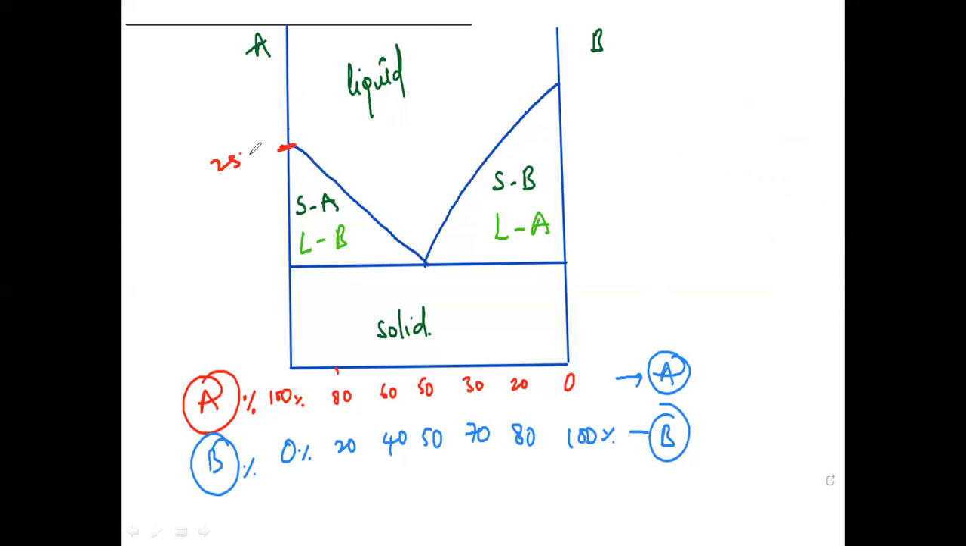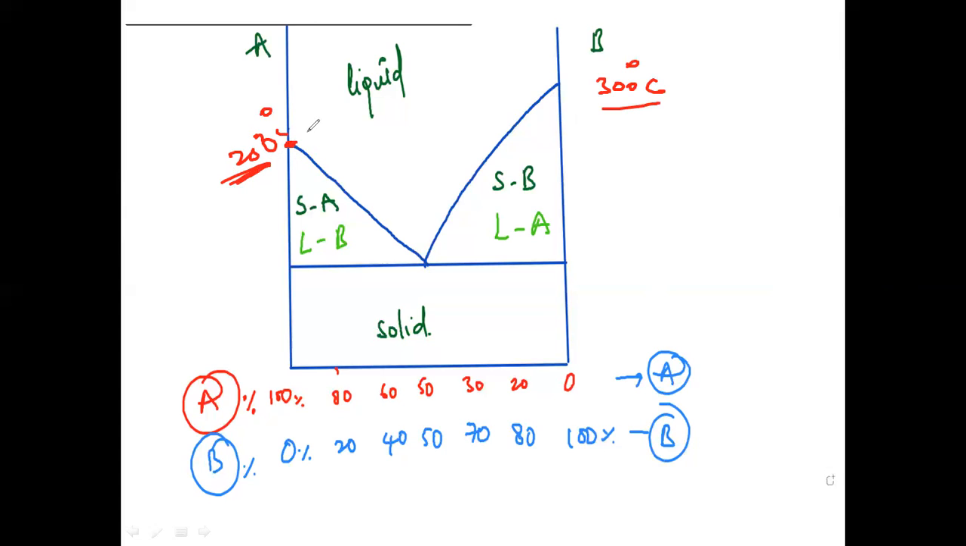Let us take it as 250 degrees Celsius, and this is the 300 Celsius temperature, and this is the 250 Celsius. This is the 250 and this is the 300. Let us see here, this is the temperature. Now let us see the freezing point of A, which is 250 degrees Celsius.